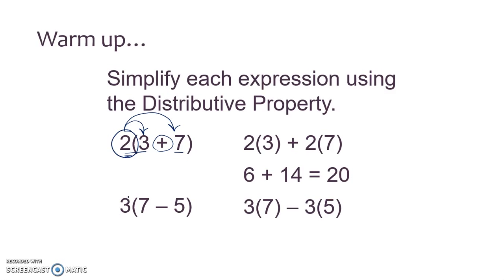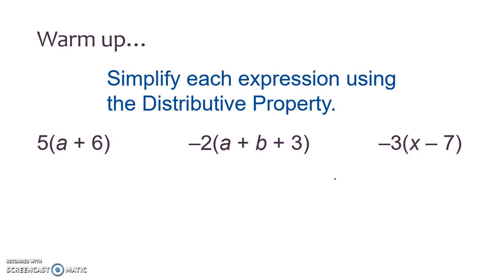Again, very similar on this bottom one. We're distributing it. We're taking 3 times 7, 3 times 5. This time we had a subtraction sign, so we're subtracting. 3 times 7 is 21. 3 times 5 is 15. So we have 21 minus 15 is 6. So that's probably the extent to which we've used distributive properties so far.